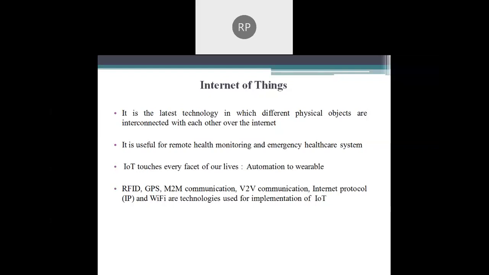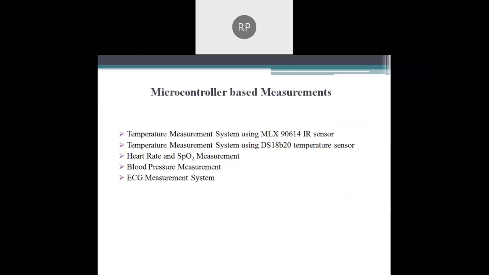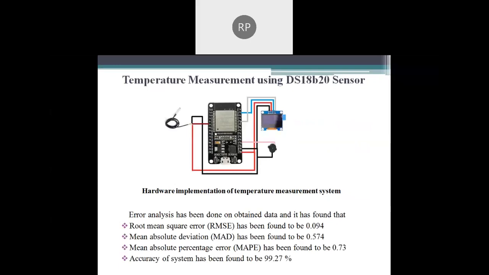Next, Internet of Things. It is the latest technology in which different physical objects are interconnected with each other over the internet. It is mostly useful for remote health monitoring and emergency healthcare systems. IoT touches every facet of our life, from automation to wearables, RFID, GPS, machine-to-machine communication, vehicle-to-vehicle communication, internet protocol, and Wi-Fi, which are the technologies used for the implementation of the IoT concept. Now, in the microcontroller measurement, we did the temperature measurement system using the MLX 90614 IR sensor, temperature measurement using the DS18B20 temperature sensor, heart rate and SpO2 measurement, and blood pressure measurement.